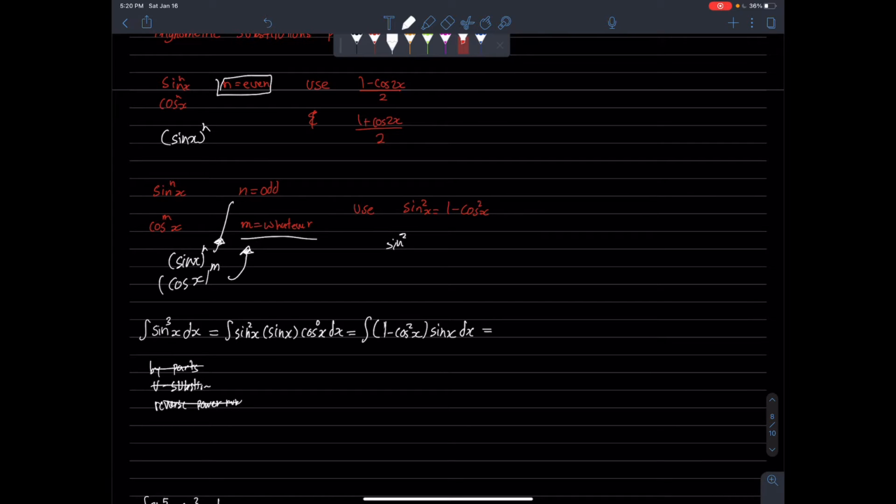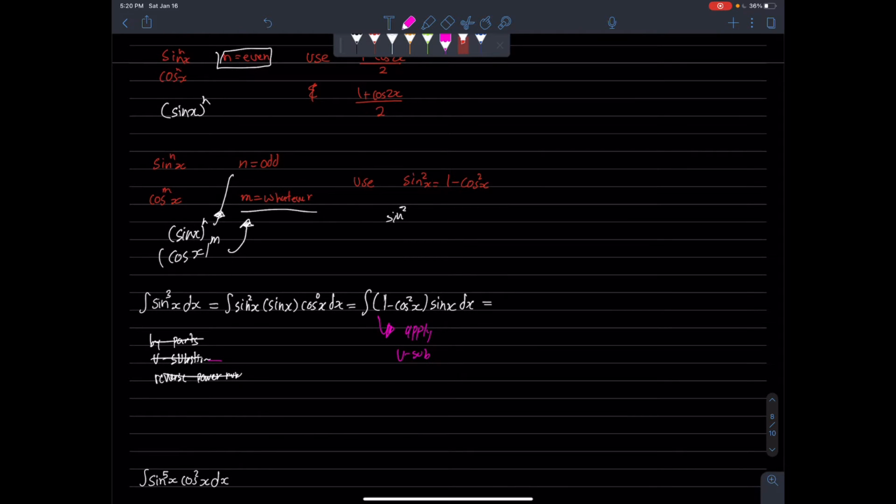Can we take the integral of this? We can indeed. Why? Because now we can actually use u substitution. Now you apply u substitution, right? So let's say u is equal to cos x, du is equal to negative sine x dx. So now let's plug that stuff in. Now you've got 1 minus u squared, sine x dx is there, we just have a negative now, so times negative 1 du.